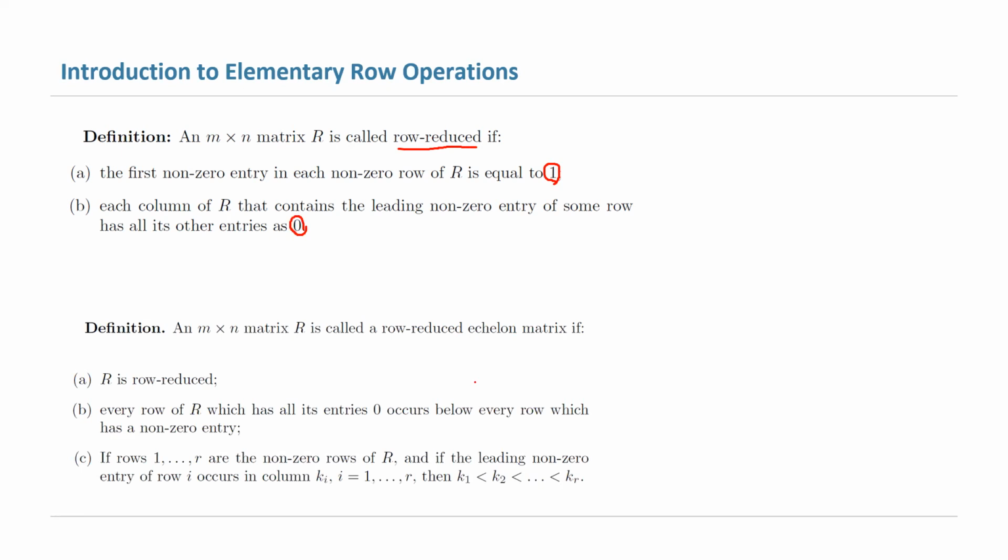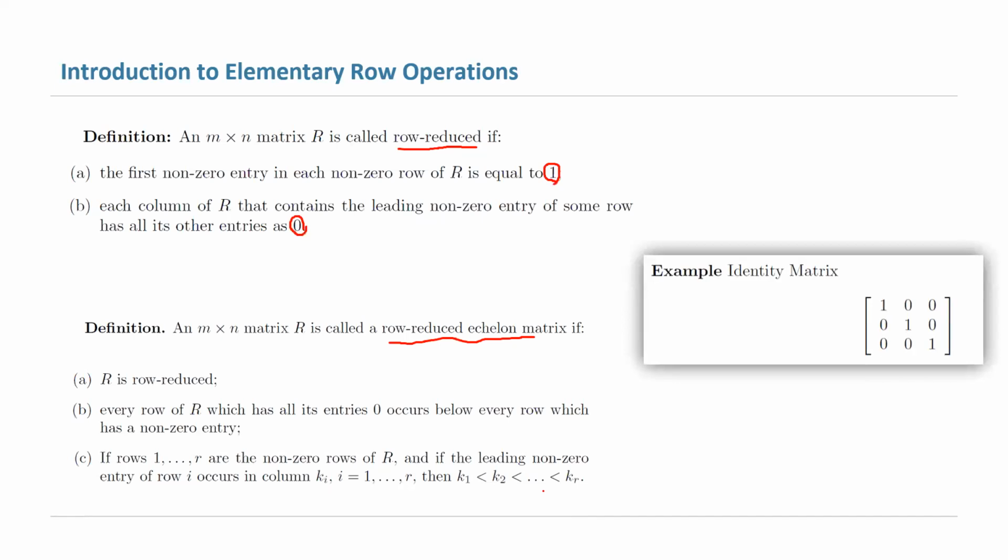Now we're going to introduce row-reduced echelon matrix. We say that a matrix is in row-reduced echelon form if, first of all, these two conditions are met: the matrix is already written in row-reduced form. Then every row with 0 entries lands on the bottom of the matrix. And finally, if rows 1, 2, 3, up to r are the non-zero rows of matrix R, and if the leading non-zero entry of row i occurs in column Ki, then K1 is less than K2, less than K3, less than Kr.